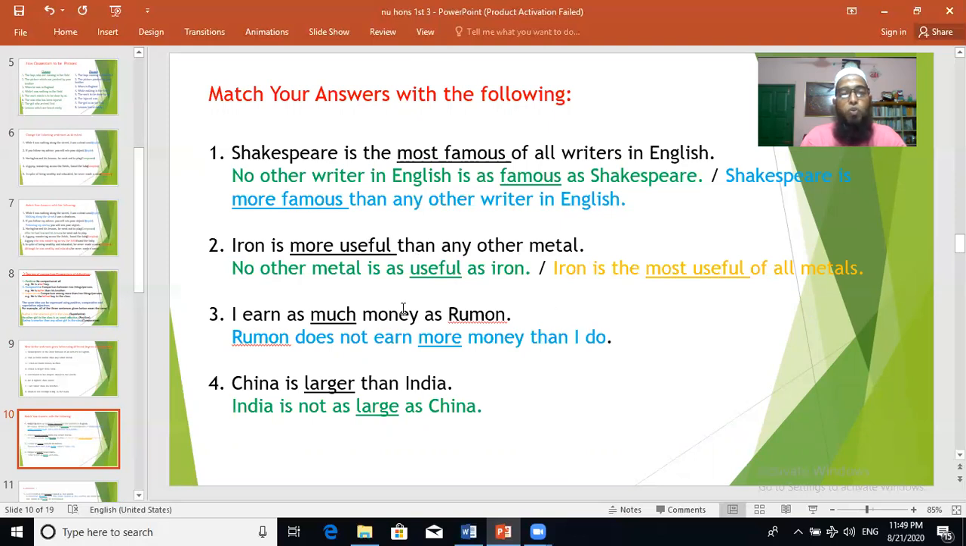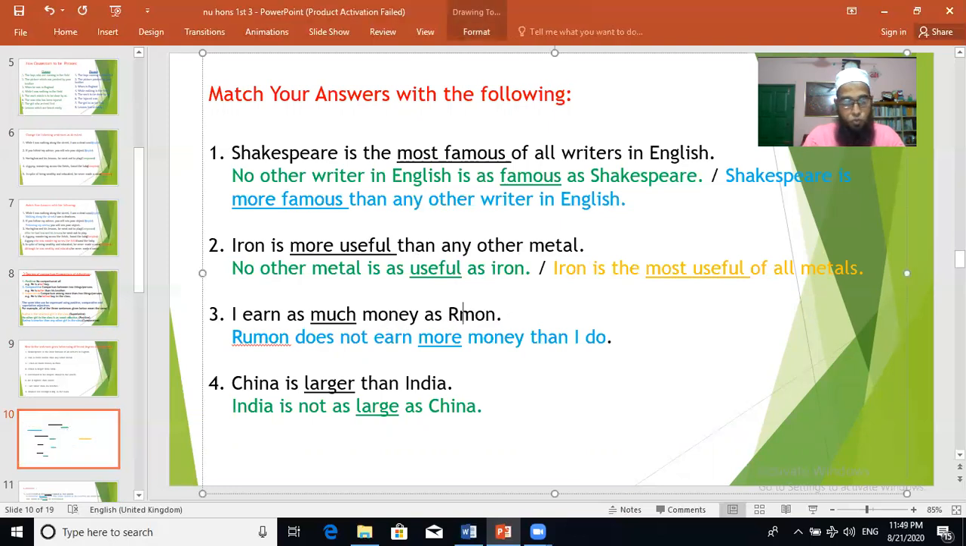Check your answers. How many of you have done it correct? I earn as much money as Ram. By mistake, it is written Rumon, but it should be Ram. So you see, Ram does not earn more money than I do. This is comparative degree. China is larger than India. India is not as large as China.